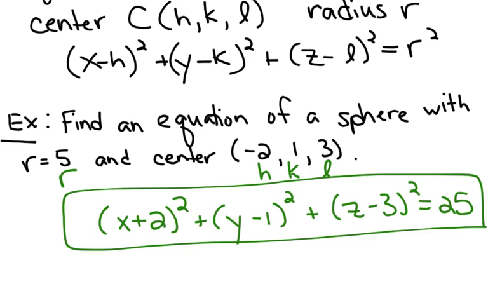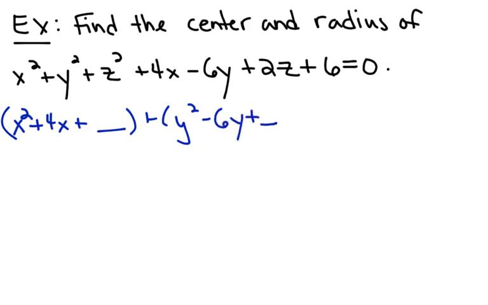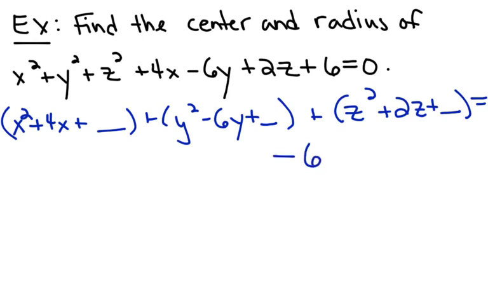When we talked about circles, we also talked about something called general form. General form's not useful because I don't know where the center and the radius are. So we have a process for changing this to standard form. It was called completing the square. We put the x's together with a blank. We put the y's together with a blank. We put the z's together with a blank. And then we moved our constant to the other side.